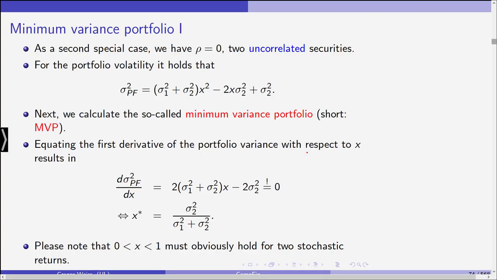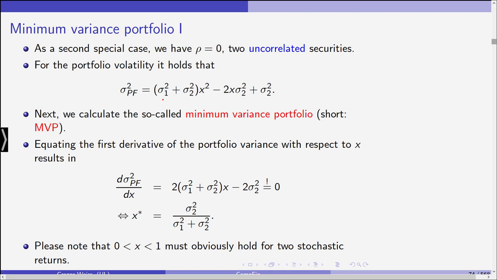Now, as a second special case, we have rho equal to 0. So in this case, the two stocks are uncorrelated. For this, the portfolio volatility looks like this. You again have to insert rho equal to 0, and you get sigma 1 squared plus sigma 2 squared x squared minus 2x sigma 2 squared plus sigma 2 squared. Next, we want to see if, for rho equal to 0, we can calculate the minimum variance portfolio, in short, MVP.